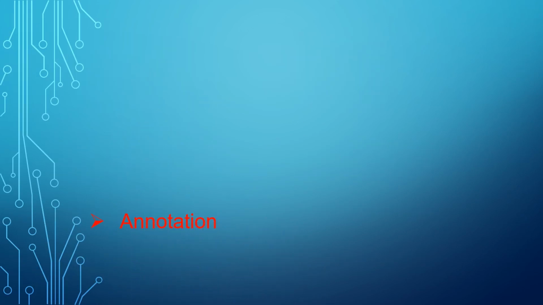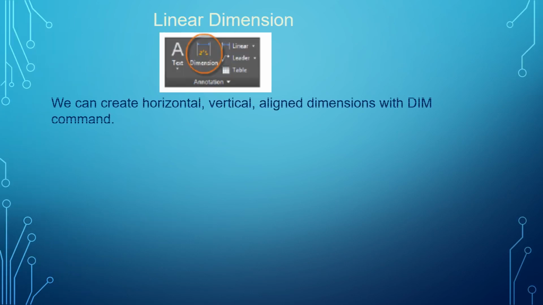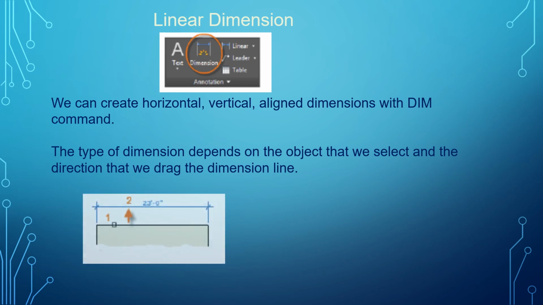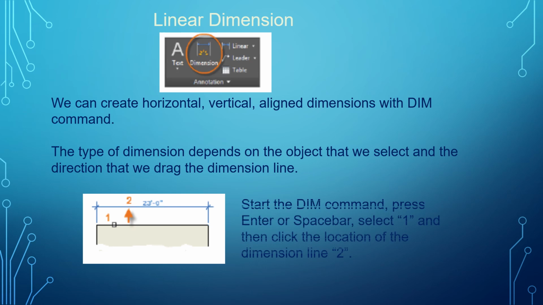Now let us know about how to annotate the objects. Linear dimension. We can create horizontal, vertical, aligned dimensions with dim command. The type of dimension depends on the object that we select and the direction that we track the dimension line. Here is an example. Start the dim command, press enter or spacebar, select point 1 as per the picture and then click the location of the dimension line towards point 2.